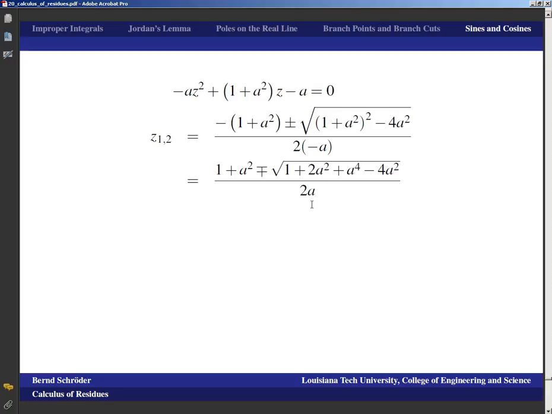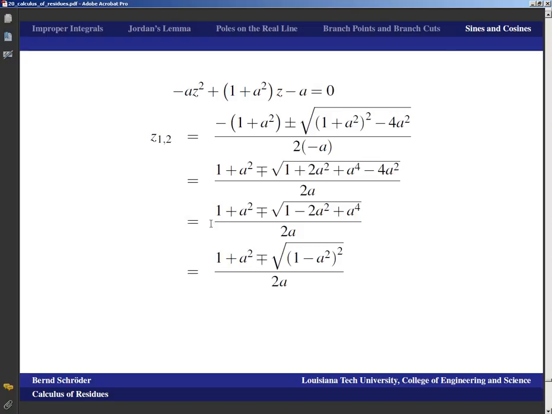We have a 2a in the denominator, and we multiply out the stuff inside the square root, so we get 1 plus 2a squared plus a to the 4th minus 4a squared, and then of course those two can be combined, so everything stays the same except that the plus 2a squared minus 4a squared becomes a minus 2a squared here, and that's a perfect square. So this is 1 plus a squared minus plus the square root of 1 minus a squared quantity squared divided by 2a. Take the root of that. Well, that gives us 1 plus a squared minus plus 1 minus a squared as a quantity divided by 2a.